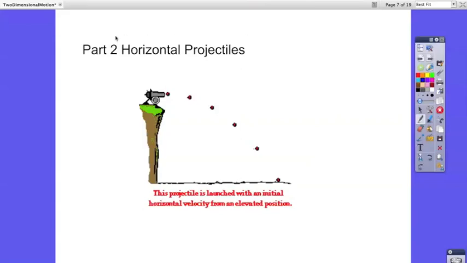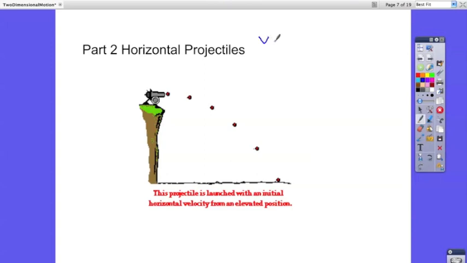This is part 2 of two-dimensional motion, in which we'll talk about horizontal projectiles. We have talked about resolving vectors into their components, and we have talked about taking the components and putting them back together to get the resultant. And now we're going to use the vector analysis that we've learned how to do.